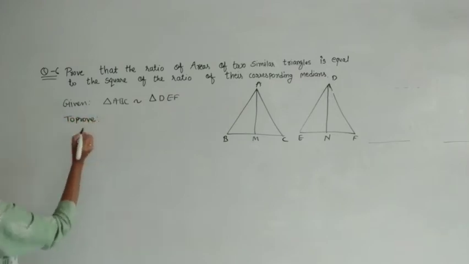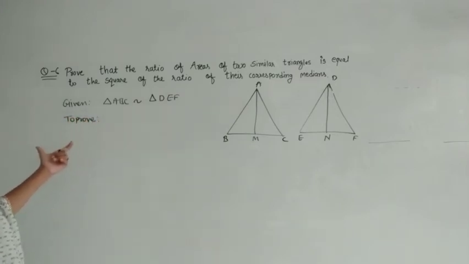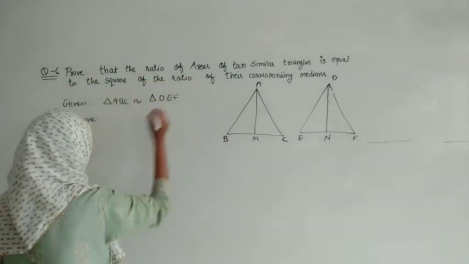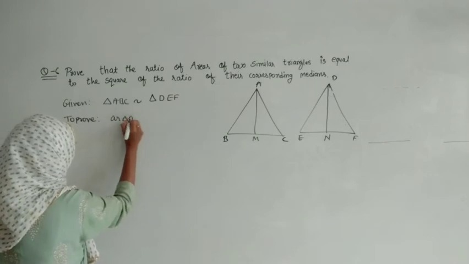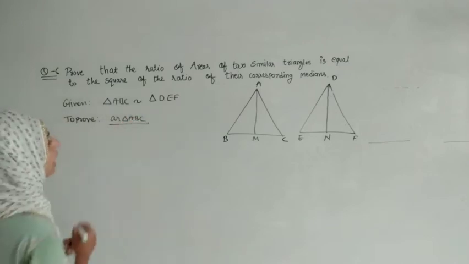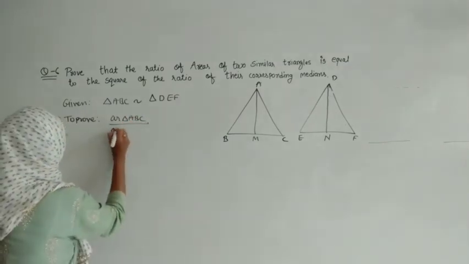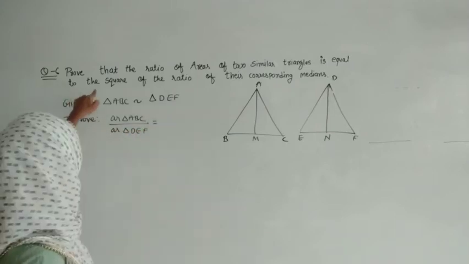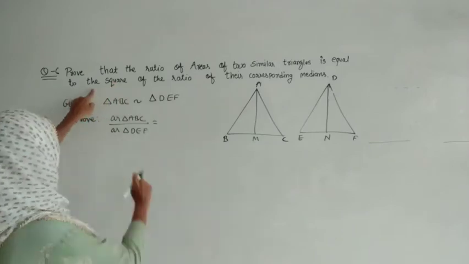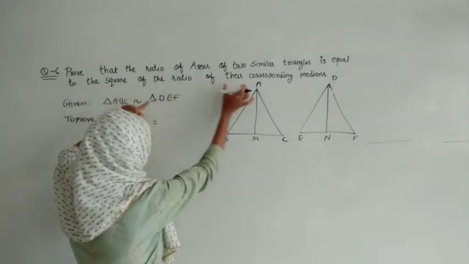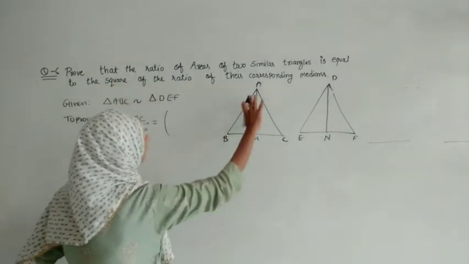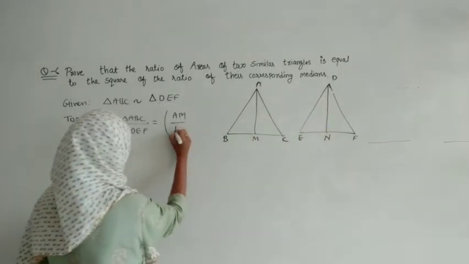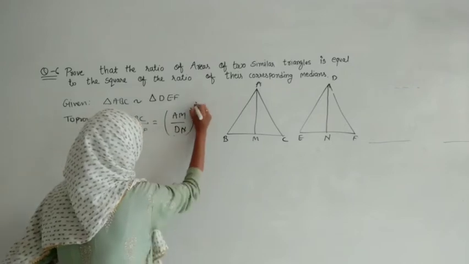So here we are writing to prove. What do we have to prove? That the ratio of the area of triangle ABC and the area of triangle DEF is equal to the square of the ratio of their corresponding medians. Means the median is AM over here and the median is DN over here, and we have to take the square of it.